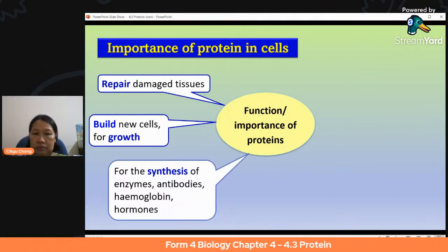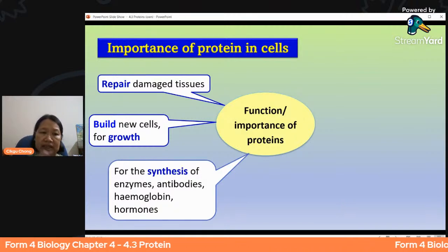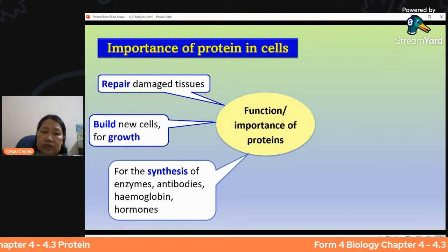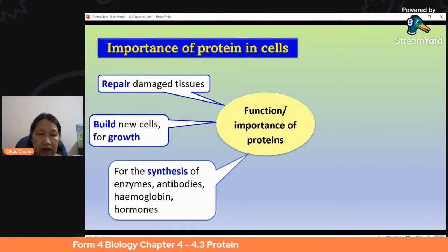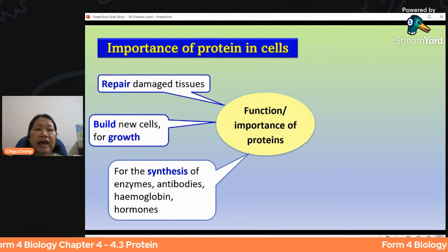Okay, next. Proteins are important to make, in fact, the material to make things like enzymes, antibodies, hemoglobins, and hormones. The basic units, okay, are also amino acids. They're actually classified under protein.